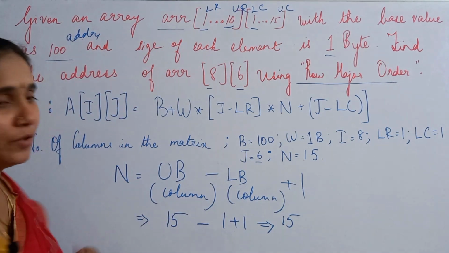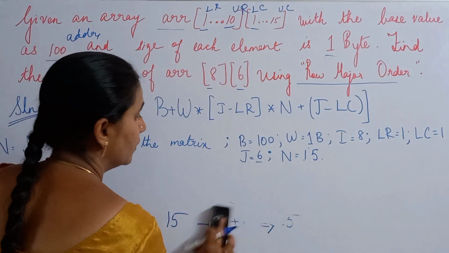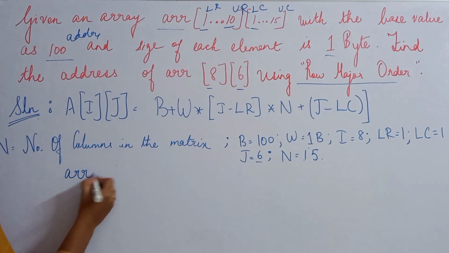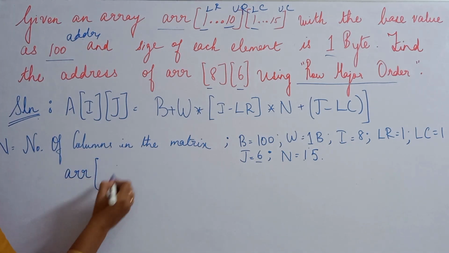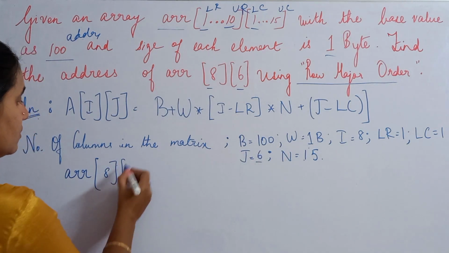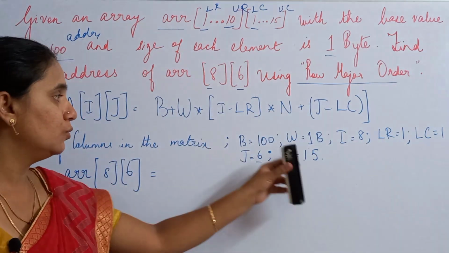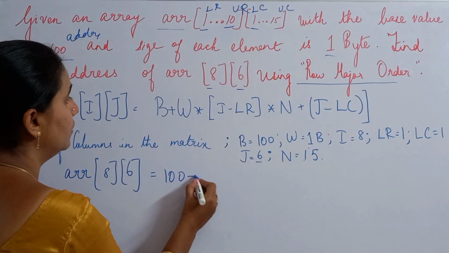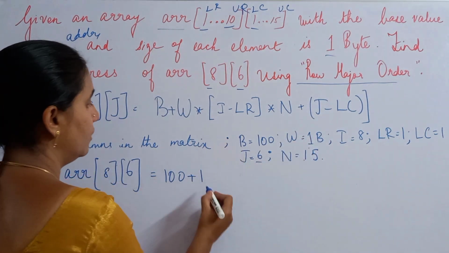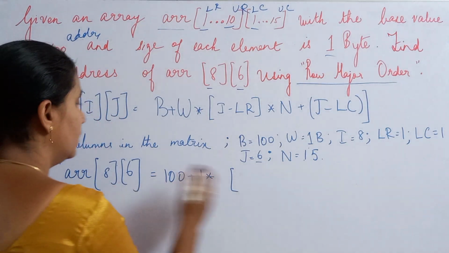Now we will go for formula substitution. What is the array name? ARR is the array name. Then the value of I is 8 and the value of j is given as 6. Now substitute all these values. What is the b value? The b value is 100. Then the w value is 1, the value is given here. Then into the I value, which is 8.